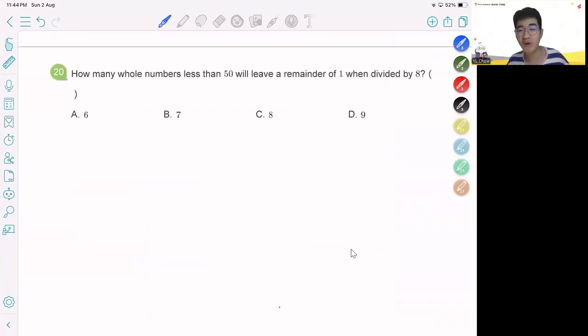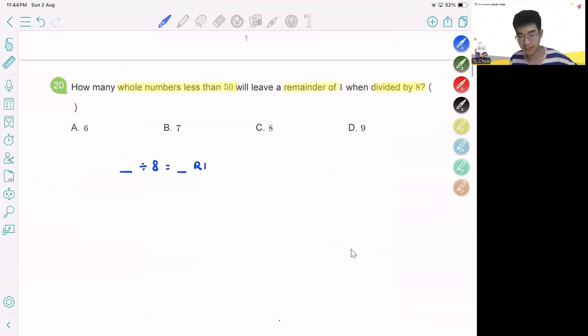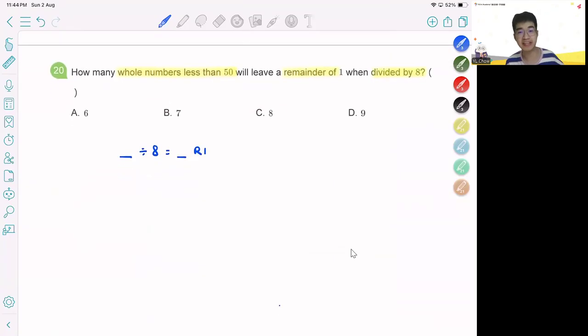So let's see. How many whole numbers less than 50 will leave a remainder of 1 when divided by 8? So we want to find a whole number. When I divide by 8, it will give me something remainder 1. Now, of course, usually we will start by thinking, okay, what if my quotient is 1? So you will think, okay, if something divided by 8 is equal to 1 remainder 1, how do I find this number? This number will be 1 times 8, my divisor times my quotient, and then add up my remainder. 1 times 8 plus 1 equals 9. Indeed, 9 divided by 8 is 1 remainder 1.